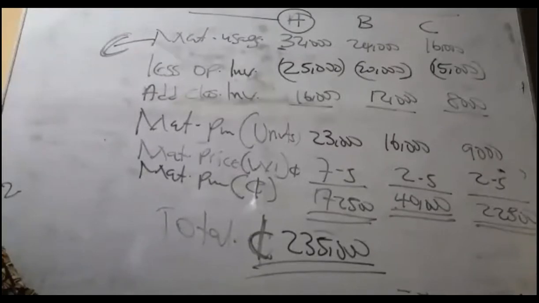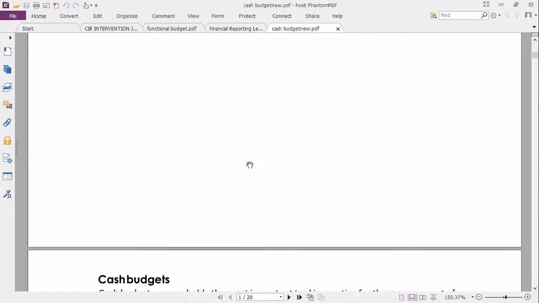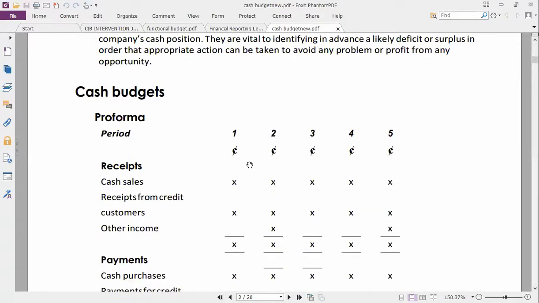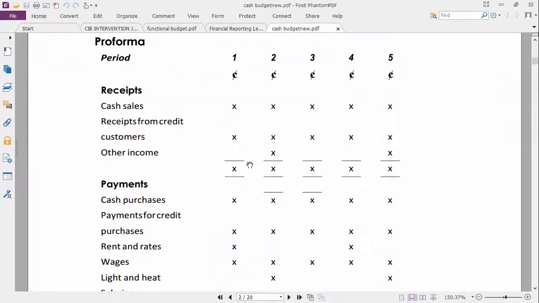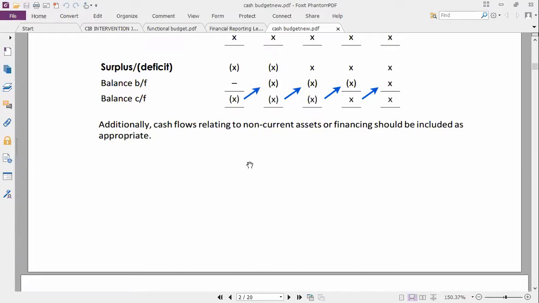So we are going to look at this particular question. For cash budgets, the format has been provided in here. Don't forget about it.